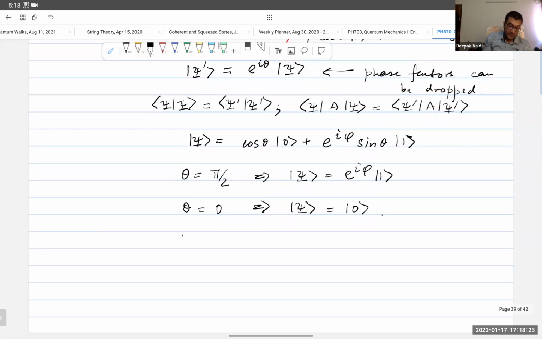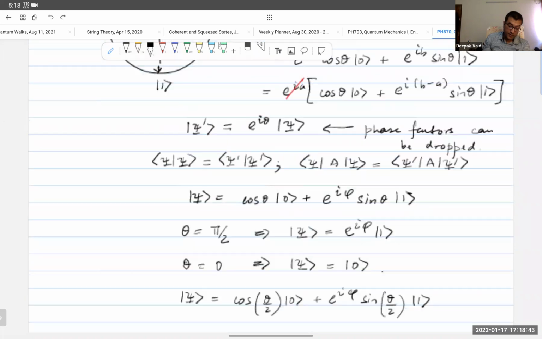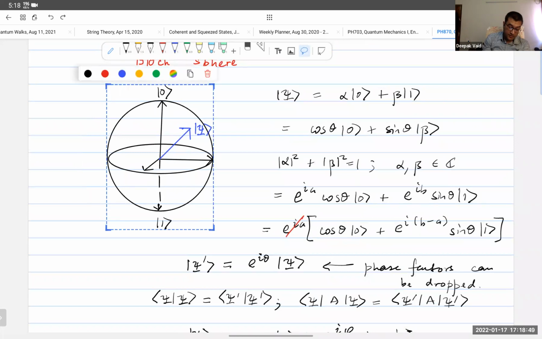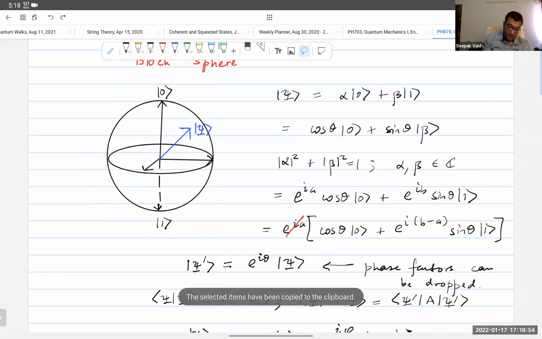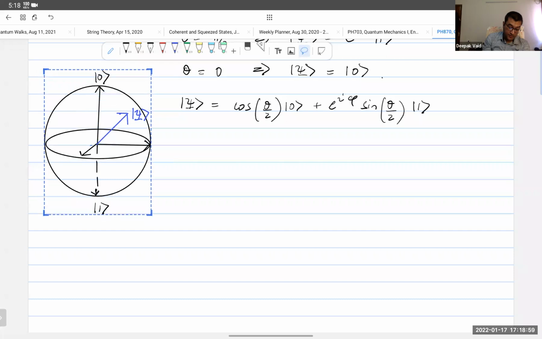But okay, let me just write down the final parameterization. I guess the proof is in the pudding, as they say. Then we'll see how that corresponds to the Bloch sphere. And so this is the final expression that we need, okay? And this represents a state on the Bloch sphere, which I will again copy over here just for reference.